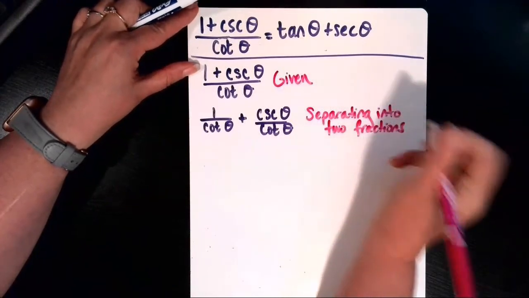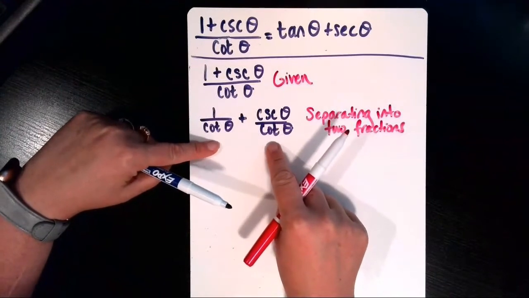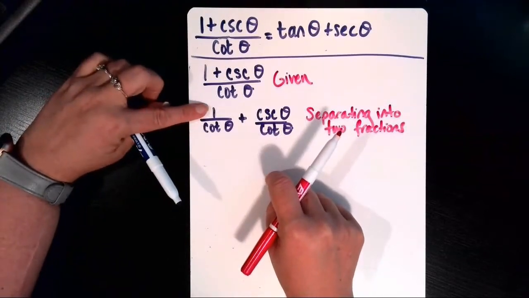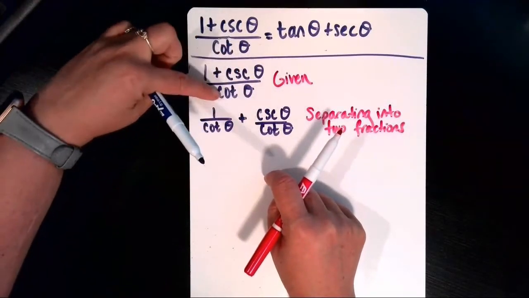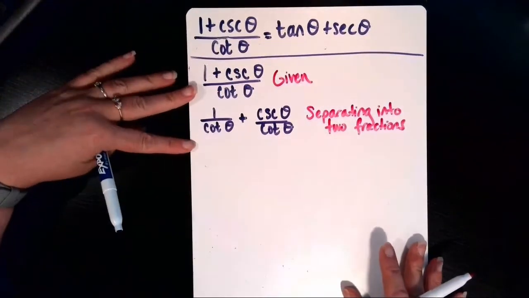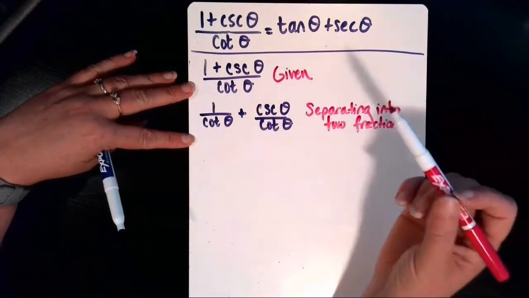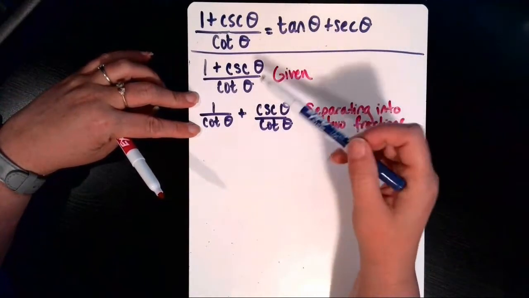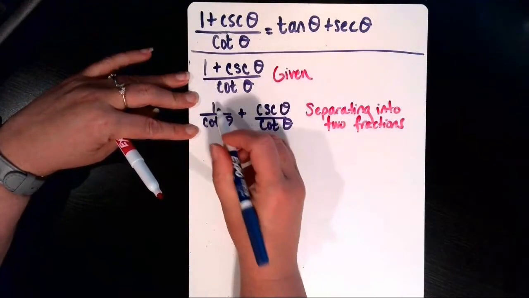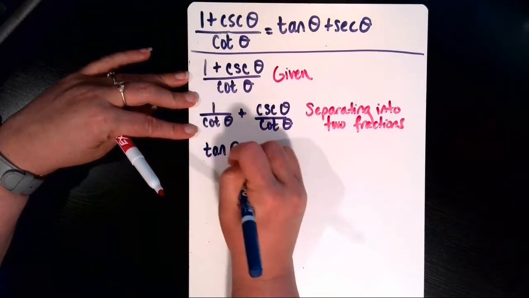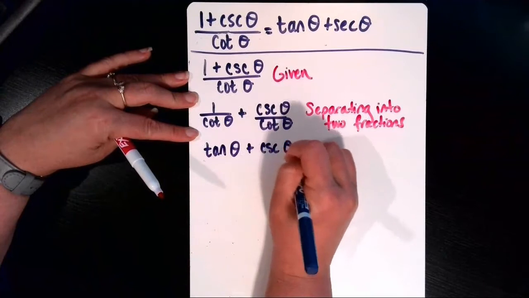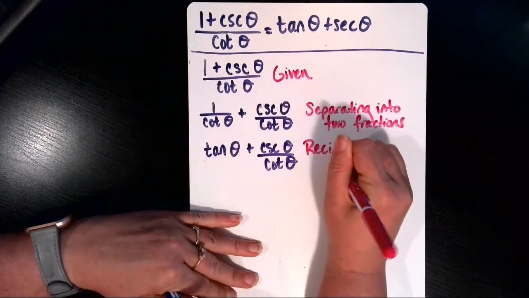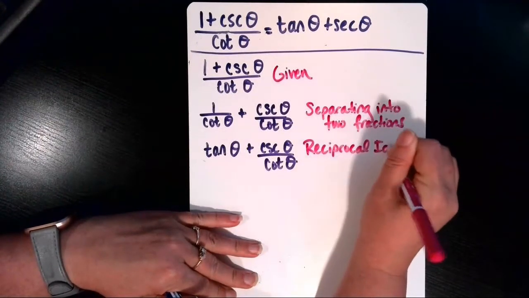Right? Since these have a common denominator, if I wanted to go backwards, if I had added these fractions together, when you add fractions, you add the numerators, 1 plus cosecant of theta over the common denominator. So I can see that those are equivalent by working backwards. So now I'm going to take a look at this 1 over cotangent of theta, and that's a reciprocal identity, so I can change that into tangent of theta. And that is using a reciprocal identity.